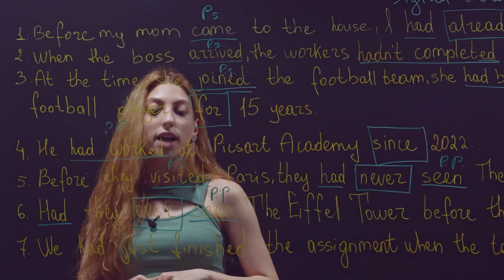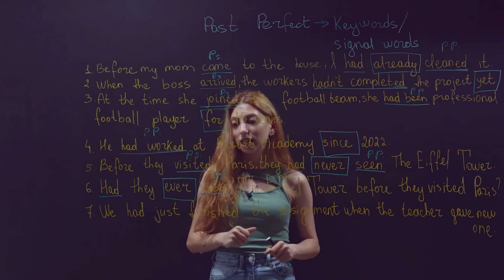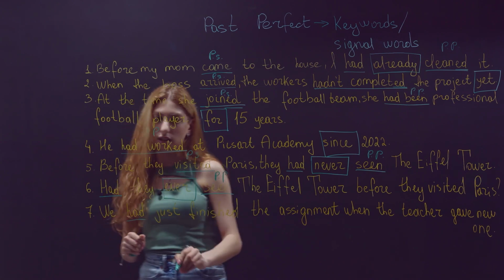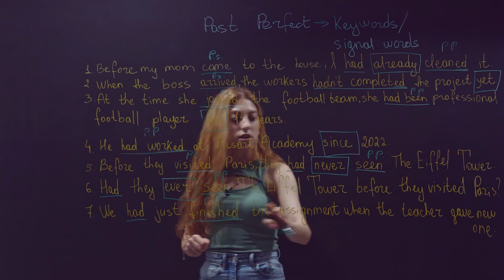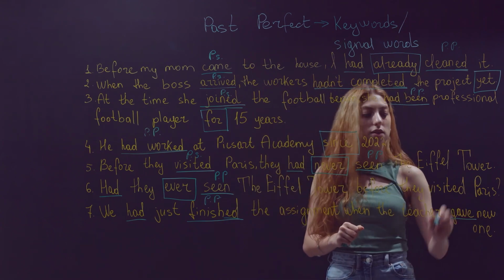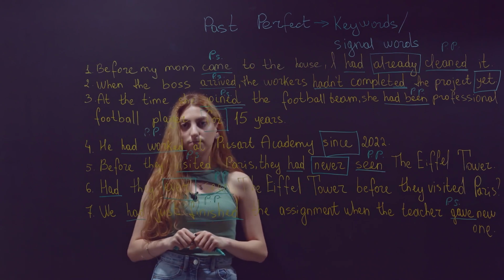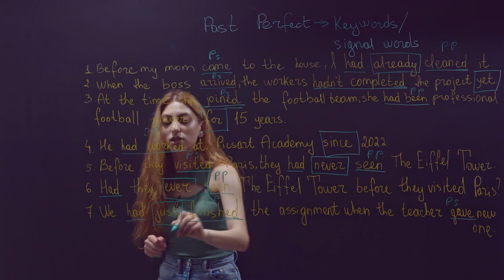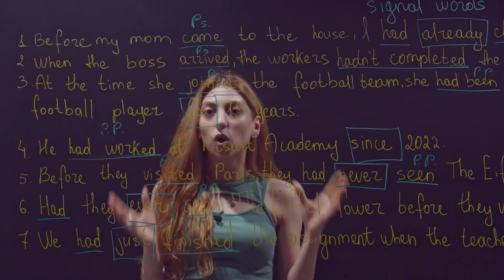And the last one, we had just finished the assignment when the teacher gave a new one. Okay, let's analyze the structure. We had just finished the assignment. Had and finished, okay? This is past perfect tense. The teacher gave a new one. This is gave, which is past simple tense. Now let's see where is our keyword. What do you think? It's just. Okay, just.